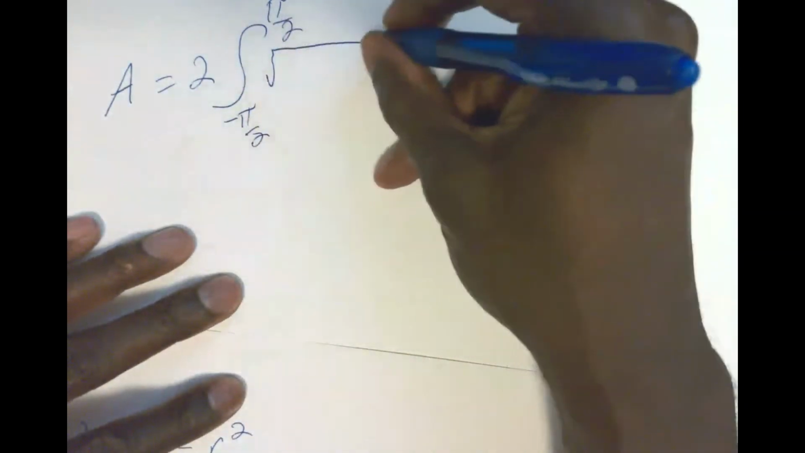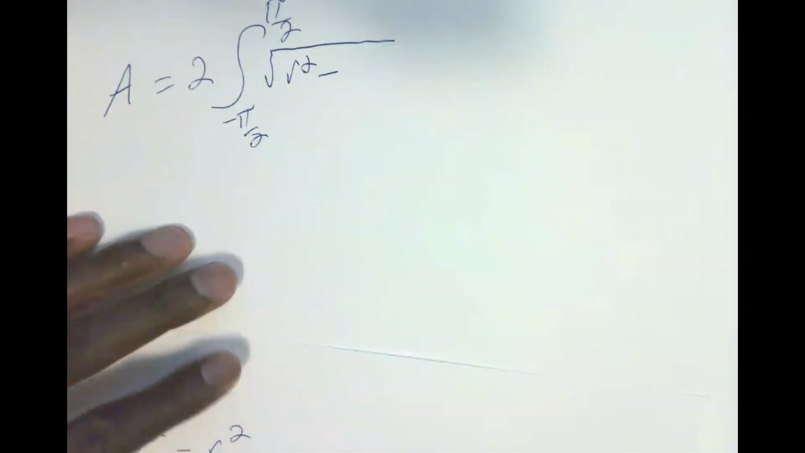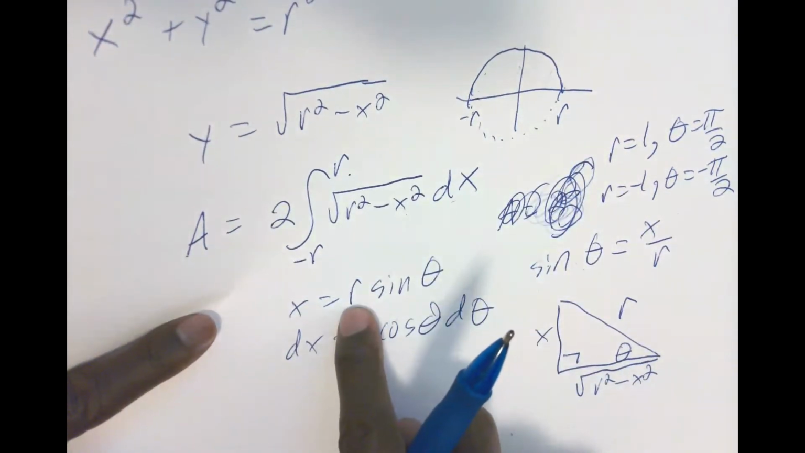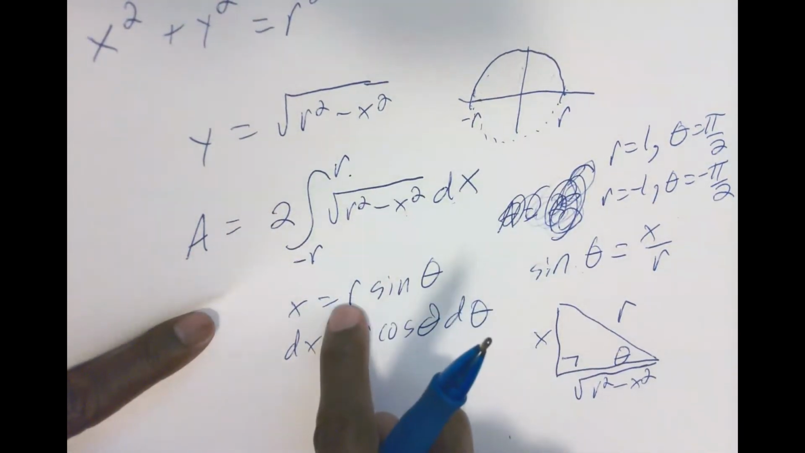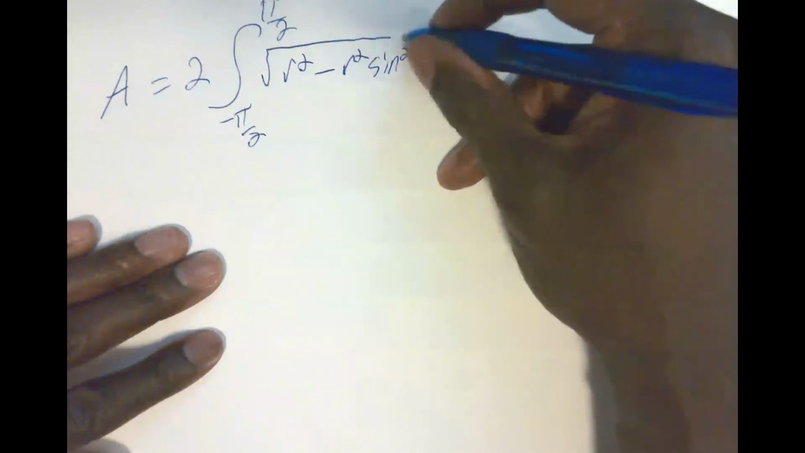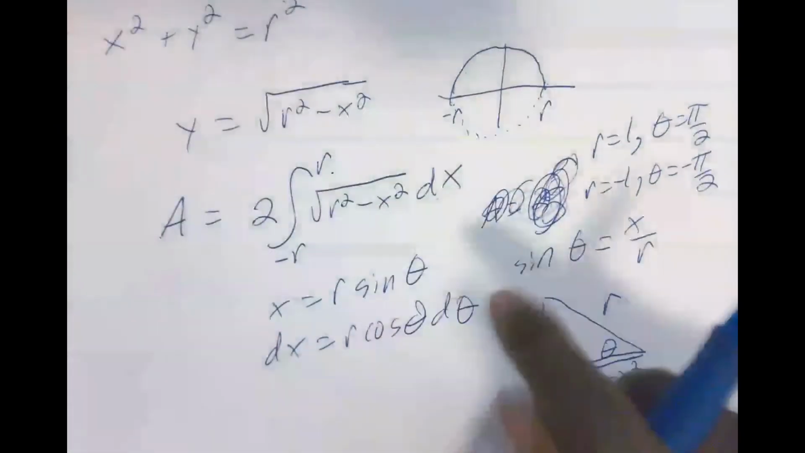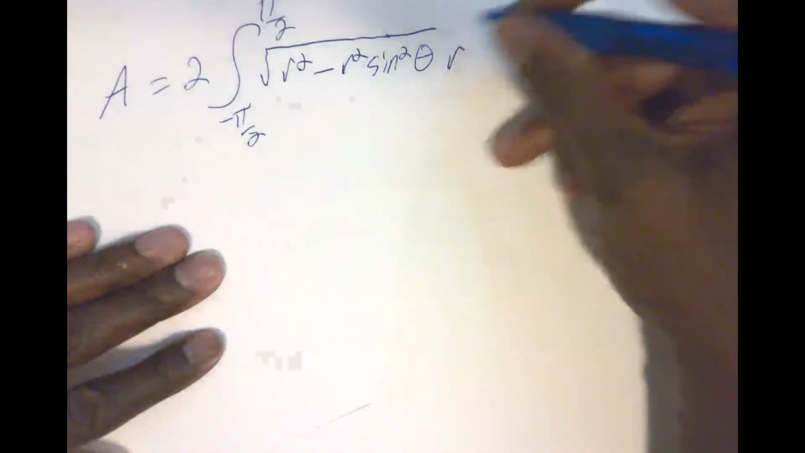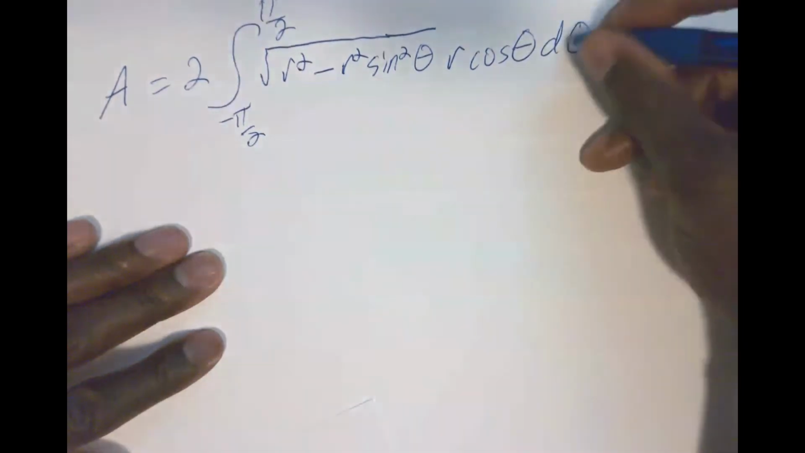So let's do that. So A is going to be 2 times the integral from negative pi over 2 to pi over 2, and just show you what I'm doing. The square root of r squared minus x squared, but x is r sine theta. So that's going to be r squared minus r squared sine squared theta. And then again, showing you what's going on, it's dx, but dx is r cosine theta d theta. So times r cosine theta d theta.